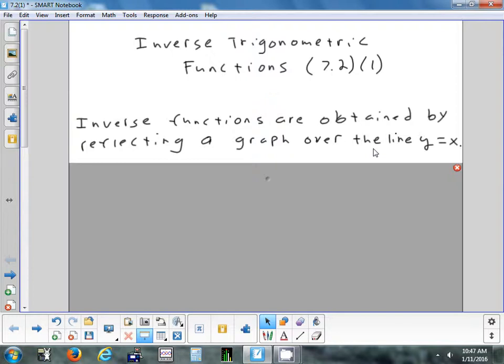So basically, in general, if you want to think of what an inverse function looks like visually, it's a mirror image. What is it a mirror image of? Flipping something over the line y equals x.